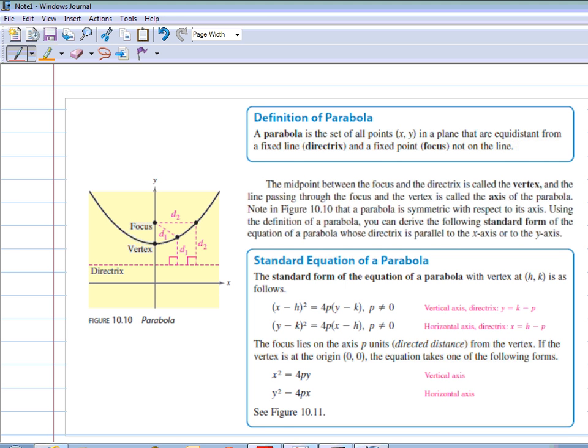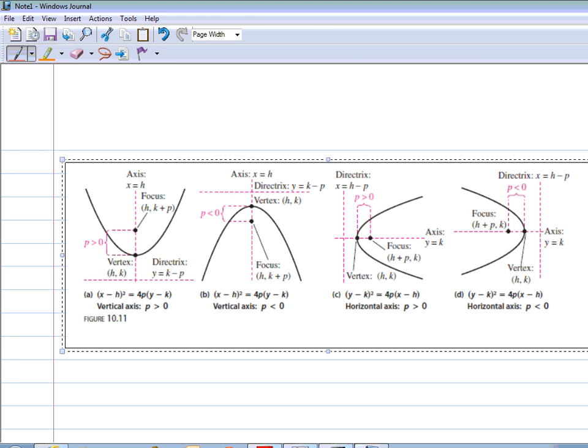So we're going to look next at a couple of the different types that we're going to see. The vertical types are the first two pictures there. They can either open up or down. That's dependent upon the sign of the p value. Basically, if p is negative, then it opens down. If p is positive, it opens up. You can see those two in the picture located there.